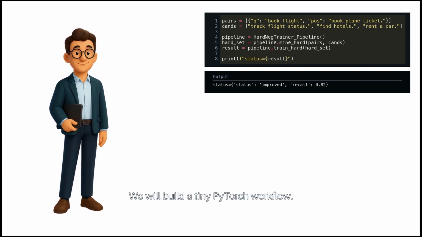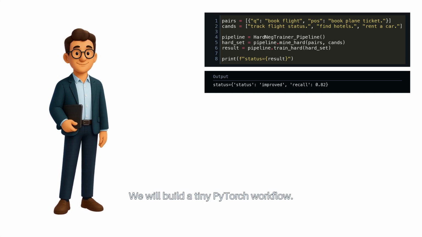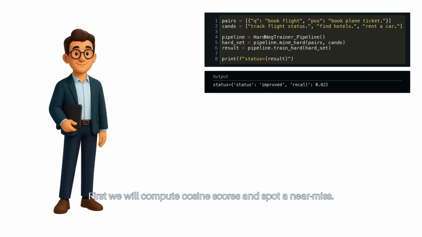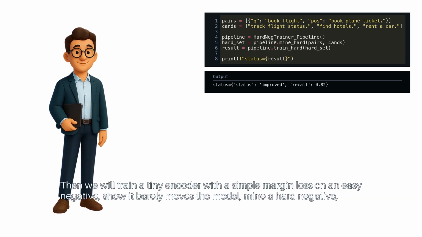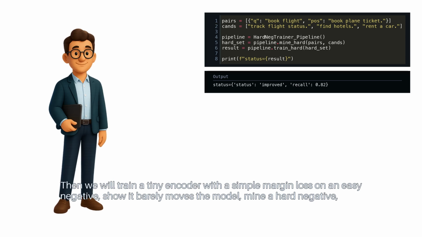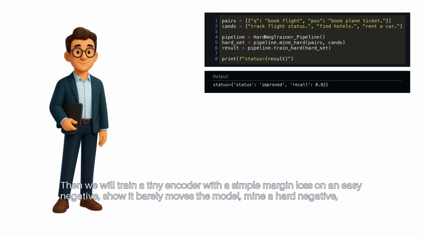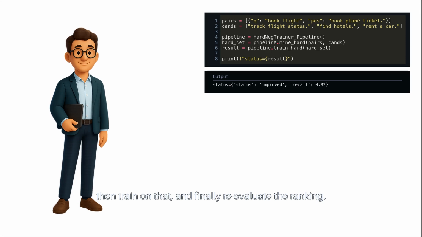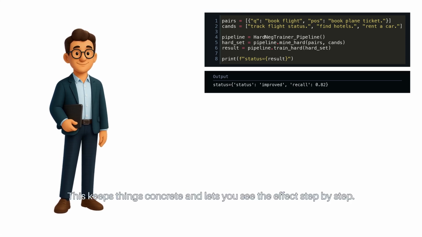We will build a tiny PyTorch workflow. First, we will compute cosine scores and spot a near miss. Then, we will train a tiny encoder with a simple margin loss on an easy negative. Show it barely moves the model. Mine a hard negative, then train on that. And finally, reevaluate the ranking. This keeps things concrete and lets you see the effect step by step.